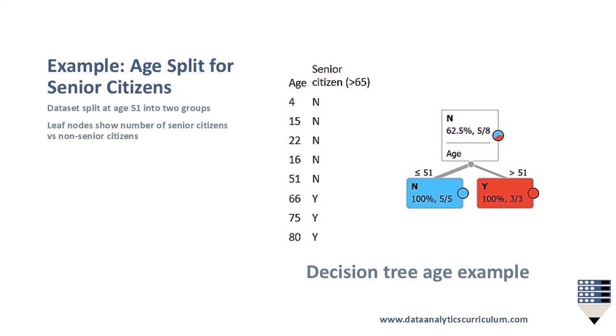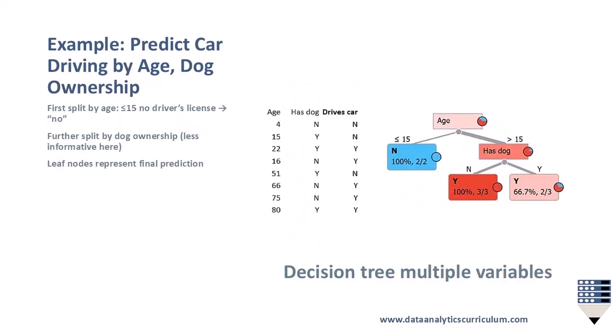Example: age split for senior citizens. Imagine a dataset with people of different ages, labeled as senior citizen or not senior citizen. The decision tree might find that splitting at age 51 works best. People over 51 are more likely to be seniors, and people under 51 are not. The leaf nodes at the bottom show how many seniors and non-seniors fall into each group.